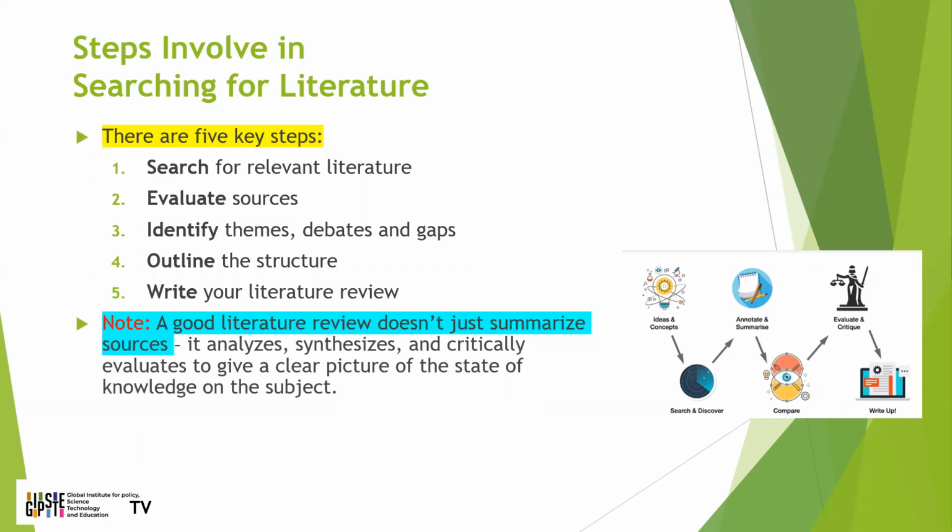A good literature review doesn't just summarize sources, but it analyzes, it synthesizes, and critically evaluates to give a clear picture of the state of the knowledge on the subject. That is why it has these 5 steps. Because once you search, you need to evaluate. Then once you are evaluating, you need to analyze to identify themes, debates, gaps, and even help you to outline your structure so that it will serve as a baseline for you to write your literature review.